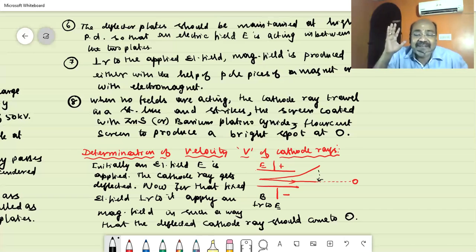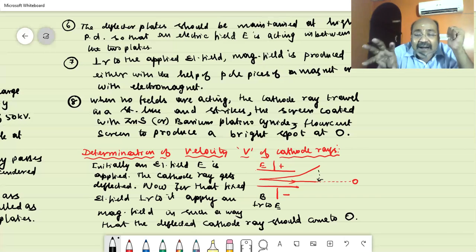Why does it happen? Because when you are applying an electrical field on that charged particle, because a cathode ray is a charged particle having a charge minus e, a force will be developed. That force makes the beam of electrons deflect from its original path towards the positive terminal.